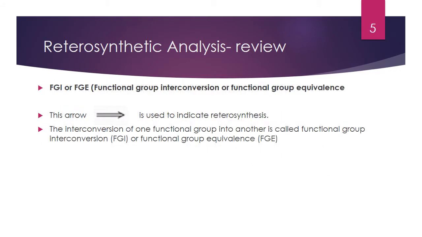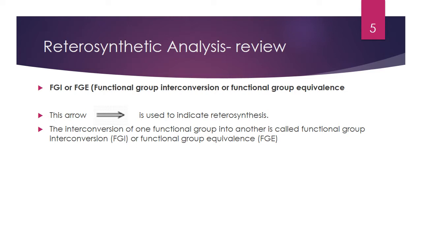The next term used in retrosynthesis is FGI or FGE. FGI stands for functional group interconversion, and FGE stands for functional group equivalence. So both mean the same. Whenever you carry out retrosynthesis, this arrow is used. Whenever you see this arrow, it means this is retrosynthesis. The interconversion of one functional group to another is called functional group interconversion or functional group equivalence. So if you convert an alcohol into a carboxylic acid or an aldehyde, we are not breaking any bond. You're just converting an alcohol group into a carboxylic group.